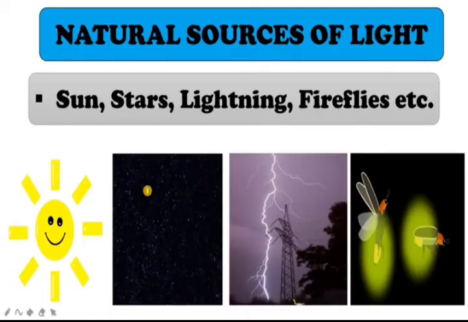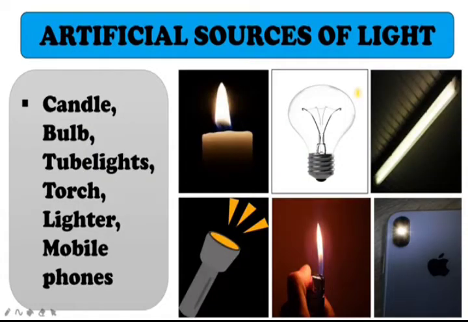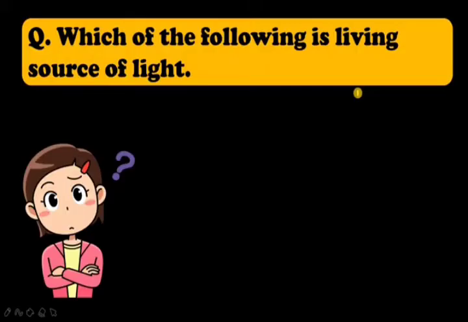Natural sources of light: here you can see sun, stars, lightning, fireflies, etc. These are naturally obtained. These are the natural sources of light. Now the artificial sources of light, examples are candle, bulb, tube lights, torch, lighter, mobile phones. Children, when you look here, you can see the differences. These are all man-made light sources, right? This is not naturally obtained. I hope you understood the difference between natural and artificial sources of light.